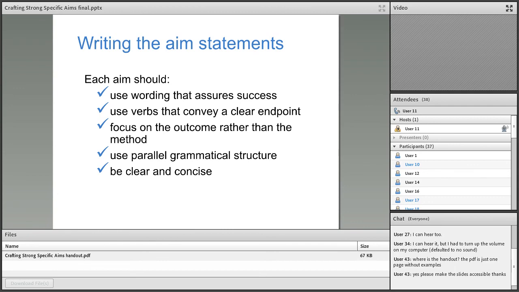Feel free to type any questions in the chat box. And while I'm waiting for questions, one last piece of advice is that once you've written the aim statements, be sure to use them consistently in the various parts of the grant proposal. So for example, use the same wording for aim 1 when you state it in the abstract or project summary, and when you write it in the specific aim section, and in the approach section of the research strategy.